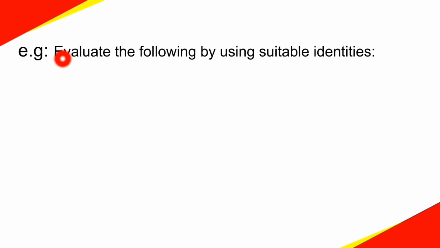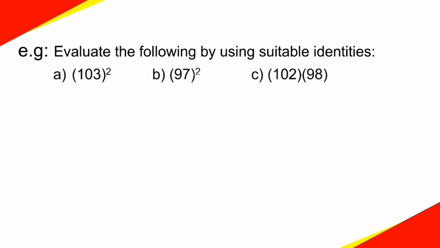Example: evaluate the following by using a suitable identity. Option A, 103 whole square. Option B, 97 whole square. Option C, 102 into 98. Now we are going to solve option A, that is 103 whole square. How can you expand 103? Right, that is (100 + 3) whole square.